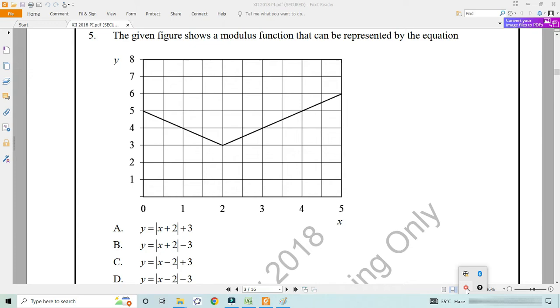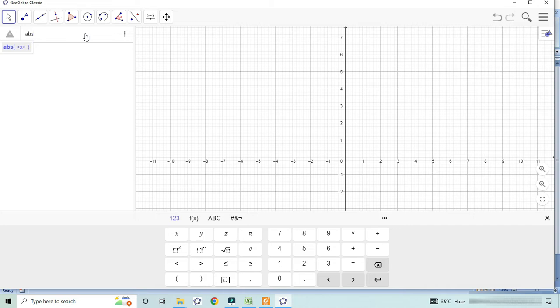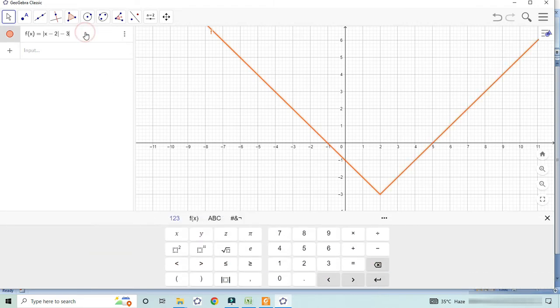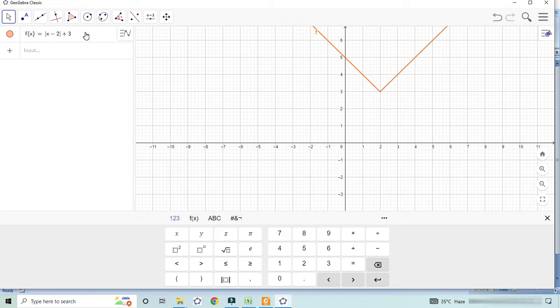Now let's verify using the software. So I type ABS of variable x and the vertex is at origin. अब मैं जब 2 ऐड करता हूं तो वर्टेक्स लेफ्ट शिफ्ट होता है, लेकिन जब मैं 2 सबट्रैक्ट करता हूं तो वर्टेक्स राइट शिफ्ट होता है. सिमिलरली जब मैं बाहर 3 सबट्रैक्ट करता हूं तो 3 यूनिट्स वर्टेक्स डाउनवर्ड शिफ्ट होता है, और जब मैं इसमें से 3 ऐड करता हूं तो वर्टेक्स 3 यूनिट्स अपवर्ड शिफ्ट होता है. Hence our result is correct.